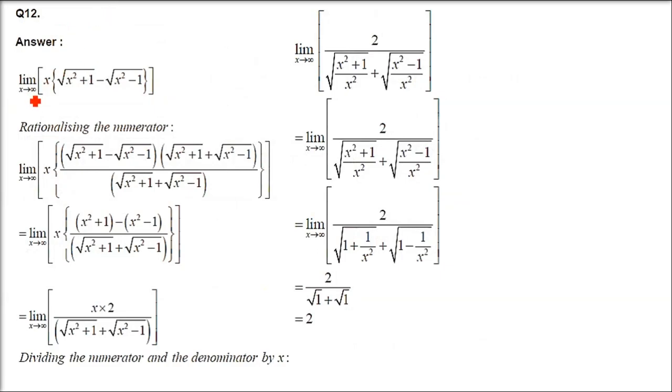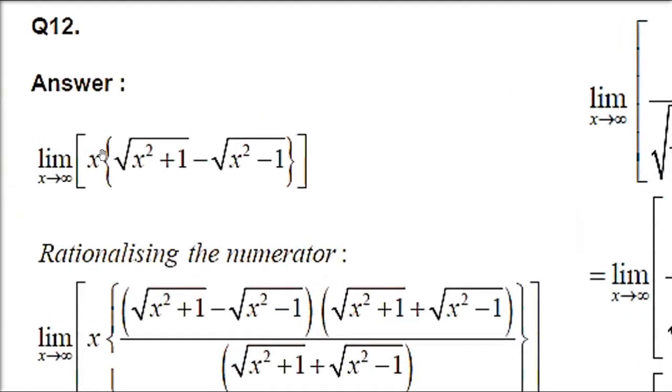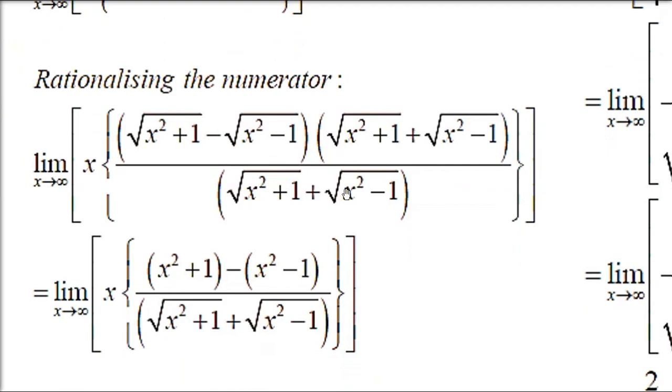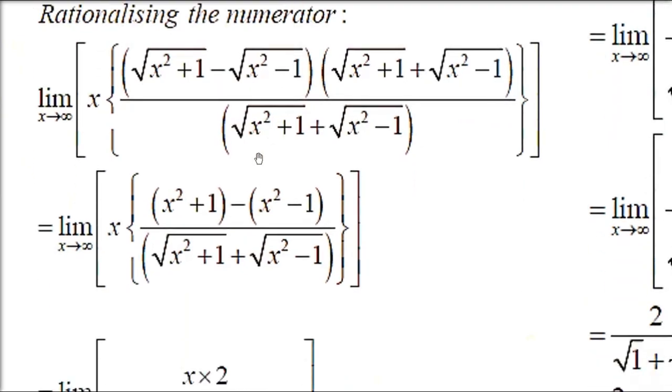Now this is question number 12. Limit x tends to infinity, under root x square plus 1 minus under root x square minus 1. If you put x as infinity, you will get infinity. So you have to multiply it by the rationalizing factor (RF).